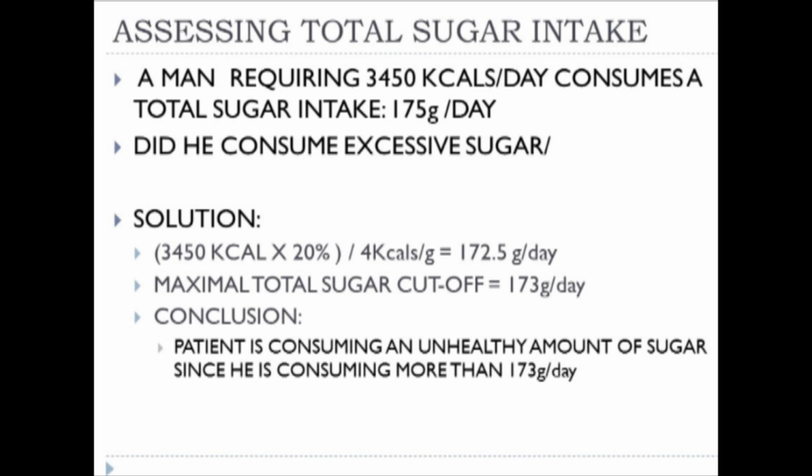So this is an exercise assessing a person's sugar intake. So if a man who requires 3,450 calories a day, remember these are the DRI calories, and if he consumes a total sugar intake of 175 grams, the question is, well, can you determine whether or not he's consuming an excessive or adequate amount of sugar? Very quickly, the 20% cutoff is what you've got to remember. So 0.20 times 3450. Divide that by 4, and you get 173 grams per day as the cutoff. He's consuming 175, so the patient is clearly exceeding his cutoff, so his intake is unhealthy, or in other words, excessive.